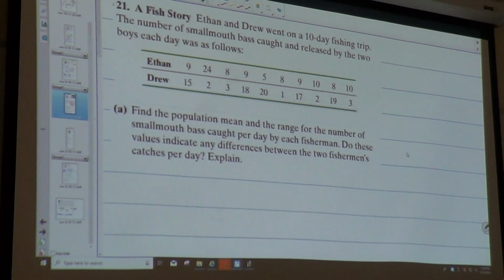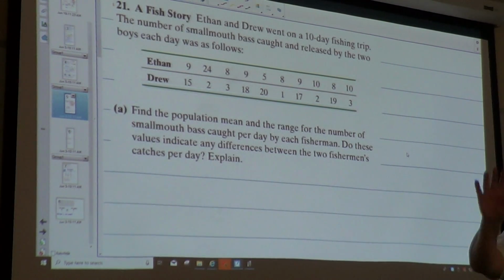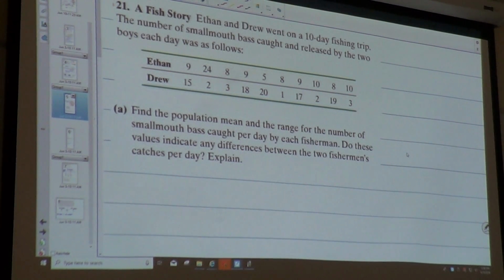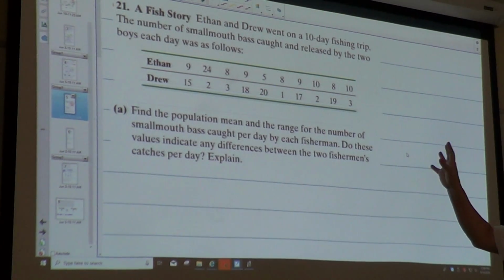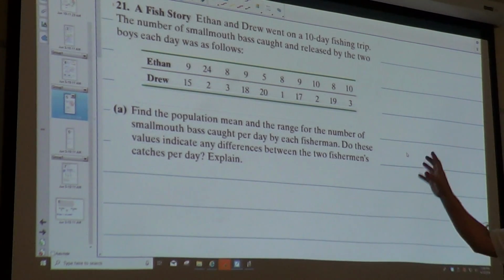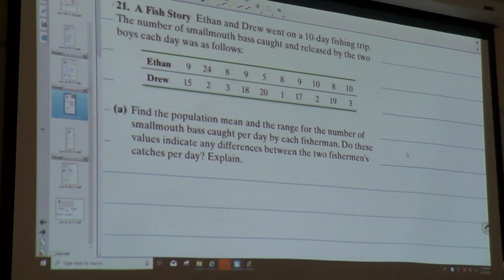Now, I will tell you, when you're in your homework and you have two sets of data like this, you're not going to want to do the first one and then clear it out and then do the second one, because part B is going to ask you to go back to Ethan and then do Drew. And then part D is going to ask you to go to Ethan and then do Drew. So it's going to be a time waste for you to type it in and then clear it out. Then type in Drew, then clear it out, because part B is going to make you type in Ethan and clear it out. So here's how we deal with this.